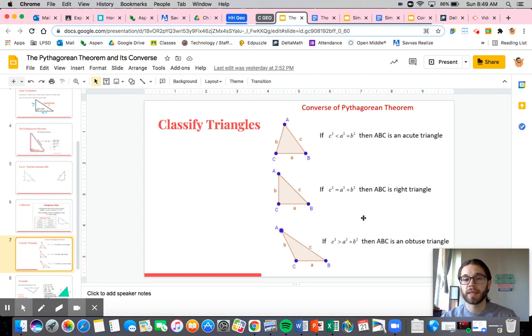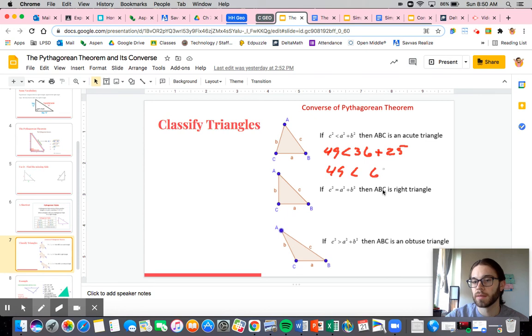So if you plug it in and you find that a squared plus b squared is equal to c squared, that's a right triangle. If you find that c squared ends up being less than a squared plus b squared, it'll be acute. What do I mean by that? Let's say c squared was 49, a squared was 36, and b squared was 25. That's going to end up being acute, because 49 is less than 61. So that would be acute if your c squared is smaller than your other 2 combined.